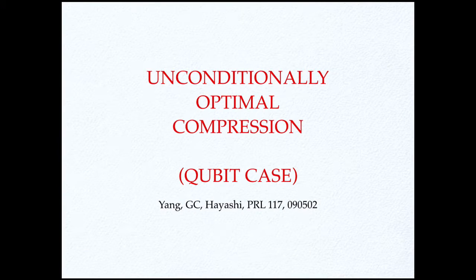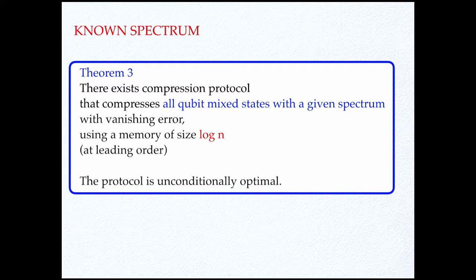So the next work, with Shannon and Masahito, was actually the full optimization in the case of qubits. For qubit mixed states, we have this full answer to the problem. So let me give you the theorem first for known spectrum and then for unknown spectrum. For known spectrum, we showed that there exists a compression protocol that compresses all the mixed states with that particular spectrum, with an error that vanishes asymptotically for large n, and using a memory size of log n qubits at the leading order.